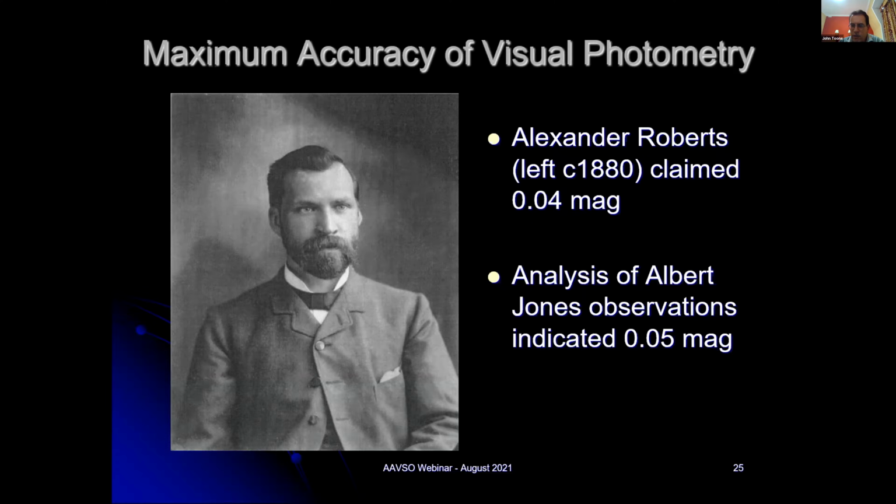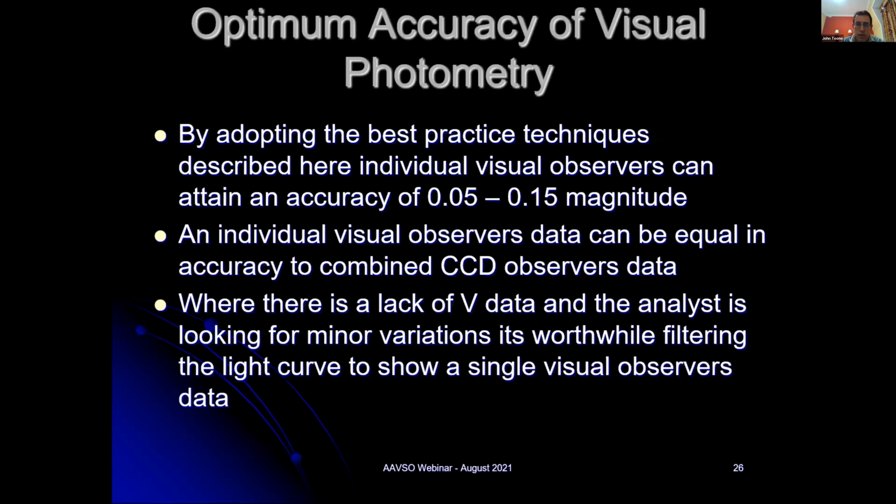So this is very good accuracy, which you can do real science with. The main point here is that if you adopt the best practice techniques, which I've just described, you can get an accuracy in the order of 0.05 up to roughly, depending upon the conditions and the sequence and the circumstances of the observation, about 0.15, which is still very good and accurate, comparable to what you could get with photographic plate measurements.